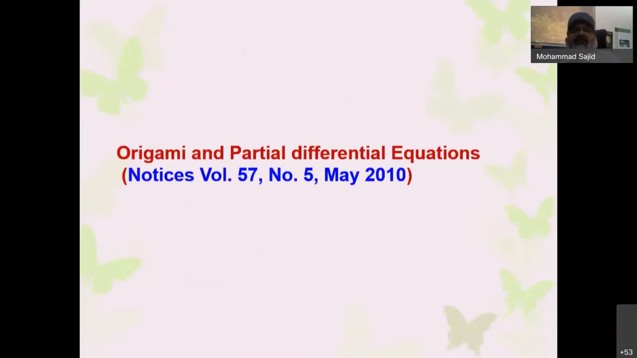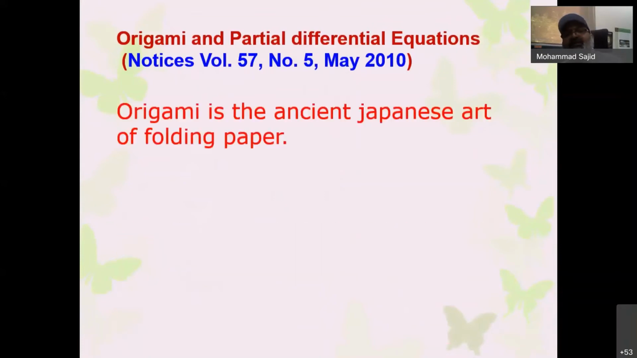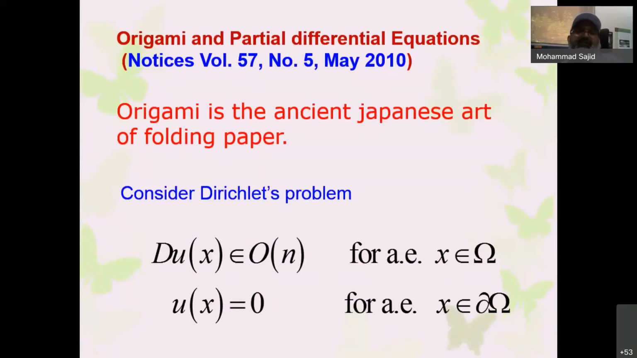Okay, so like this, we can see the same thing in partial differential equations. Fractals also exist there. In this paper, they try to show how origami is related to partial differential equations, and these are fractals. So consider this Dirichlet problem. I have not taken any specific long problem here. I just want to show the existence of fractals inside partial differential equations.